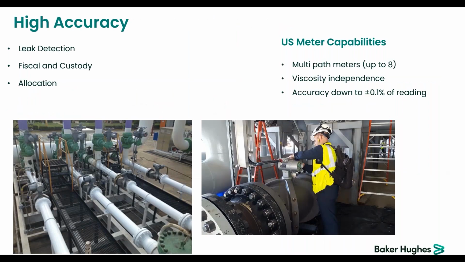And I will end with the high accuracy applications, where those meters are used in North America for leak detection. They are using these to track the line balance on the pipelines. They are eight path meters, so they are very accurate, and they are calibrated so that they are viscosity independent. I don't have time to go into the details there, but it's very interesting how we do it.